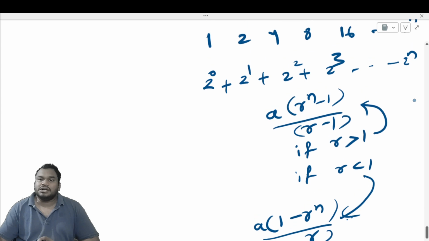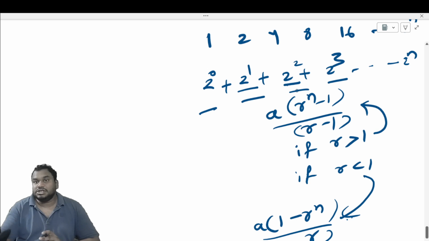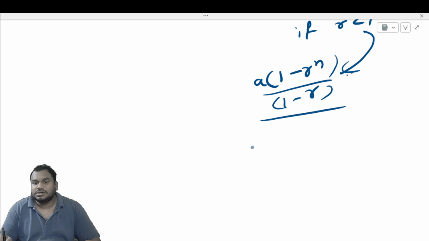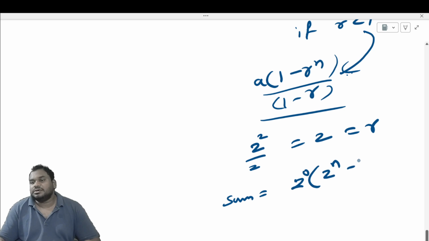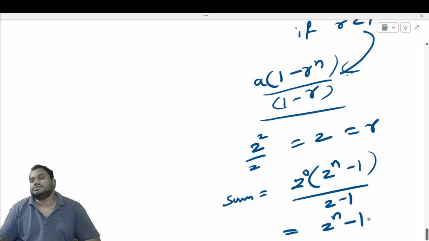So here, how to find r? Divide this with this, or this with this, just T2 by T1, or T3 by T2, or T4 by T3. You do anything, you will get the same value. So in this case, 2 square by 2 is nothing but 2. This is the r value. So then sum is equal to a, which is 2 power 0, into (r to the power of n minus 1) by (r minus 1), that is (2 power n minus 1) by (2 minus 1). So this is equal to 2 power n minus 1.